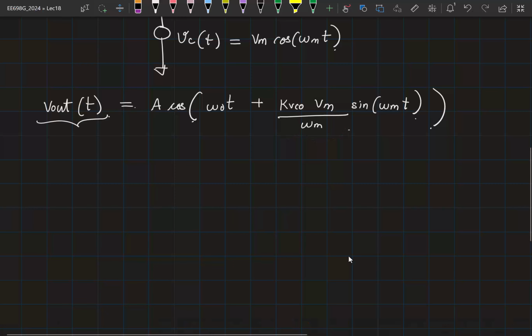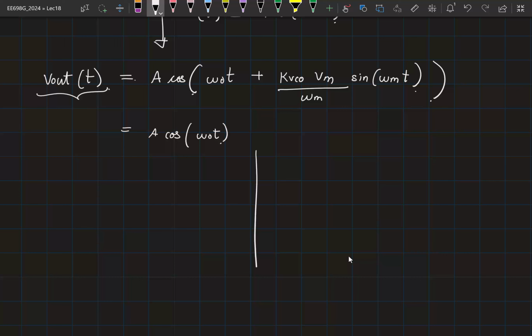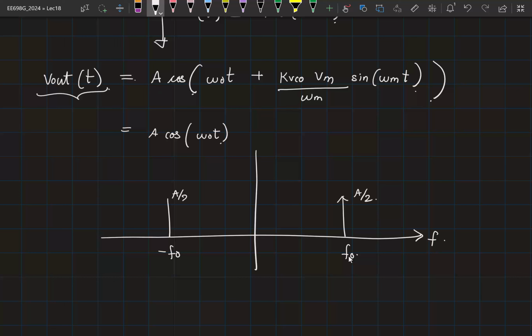Right. So before I plot the frequency spectrum for this, if there was no VC applied, then the signal would be simply A cos(omega naught t). If I were to plot it versus frequency, how would it look? Yeah. At f naught and at minus f naught, you would have the impulses A by 2 and A by 2. I am plotting only the magnitude.